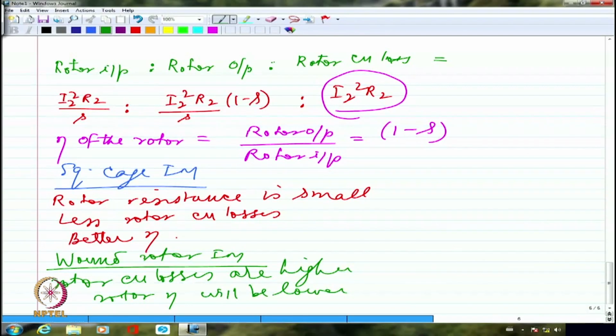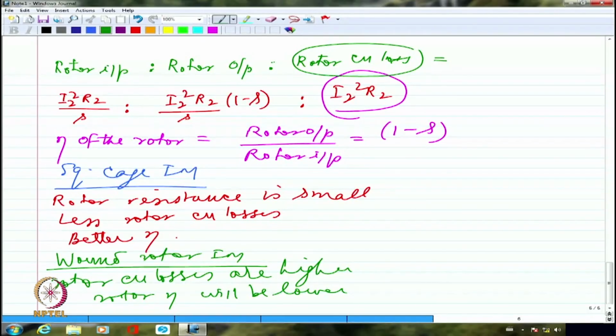If I am talking about copper losses to be higher, see, I am bifurcating the total rotor input between two components. What are the two components? One is rotor copper loss, the other one is mechanical output. So if I increase the rotor copper loss, it goes without saying that the mechanical output has to come down. As simple as that.